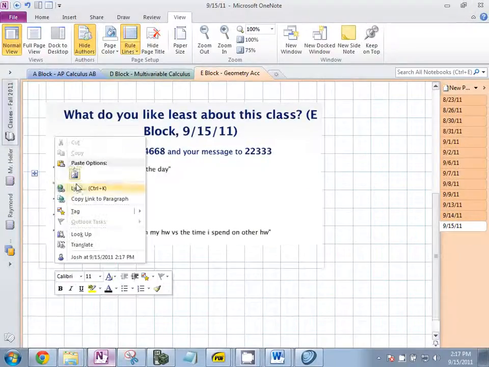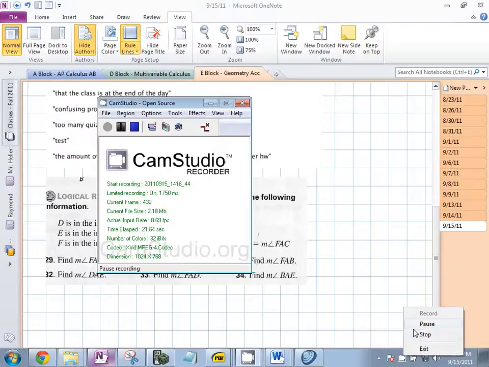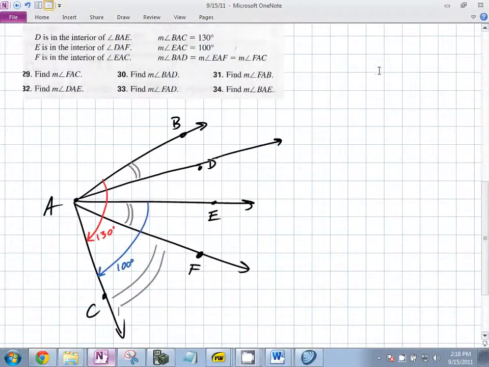Okay, so let's sketch this out. Pause it for a sec. I think I labeled everything correctly. So let's keep going here. Now it says we want to do 30. Find angle BAD. So that'd be 60. How do you know? Wait, 60.